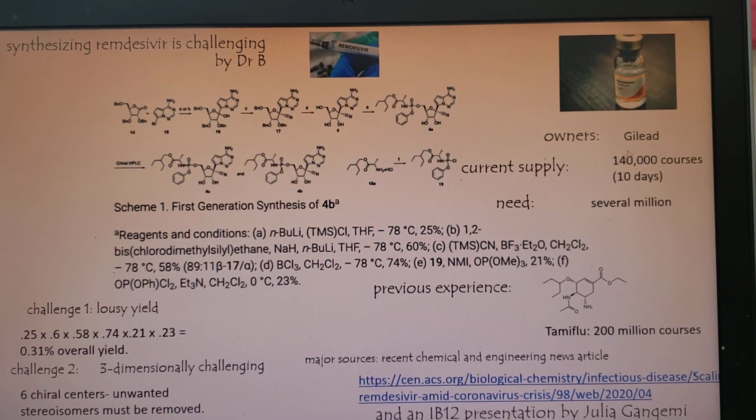No doubt Gilead is heavily patent protected on this, so that the profits for this drug, if and when it gets sold on a massive scale, which it probably will, go to Gilead for a generation, 17 and a half years. Okay, that's an overview of the challenging aspects of synthesizing Remdesivir.